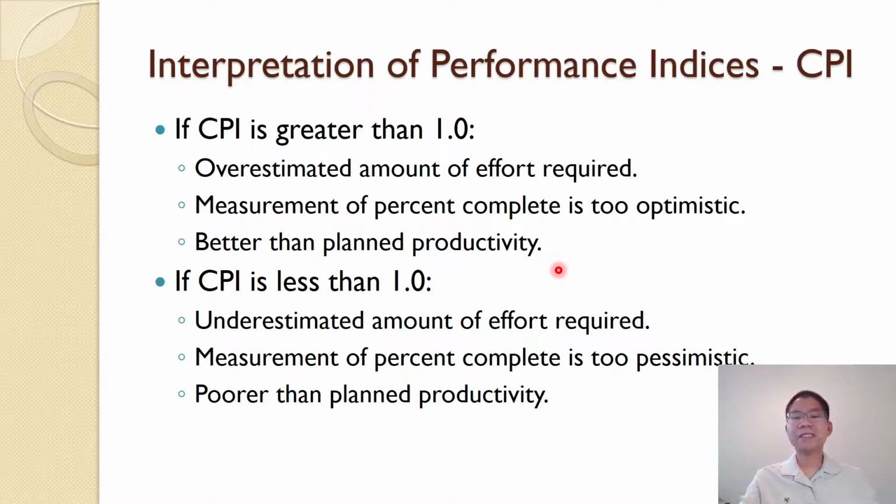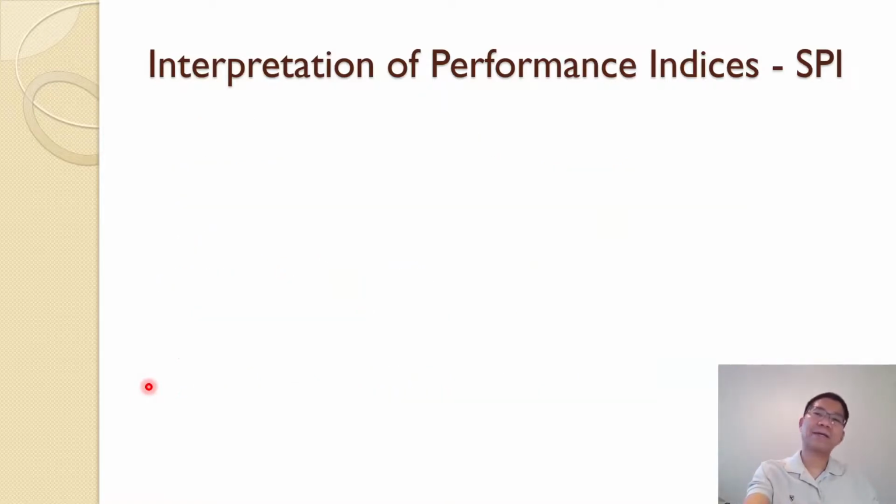It may be underestimated at the beginning, or we measured the percent complete as too pessimistic. It finished 30%, but you say, oh, only 20%. So it reflects the performance, in this case, the cost. Otherwise, it is poorer than the planned productivity, which means that something needs to be done with this project. Otherwise, the project cannot be back on track.